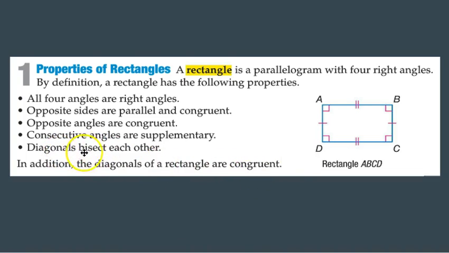And then diagonals bisect each other. So if you were to extend this line and make another line, they would have to bisect. And the last thing, the diagonals of the rectangle are congruent, which they will be as well.